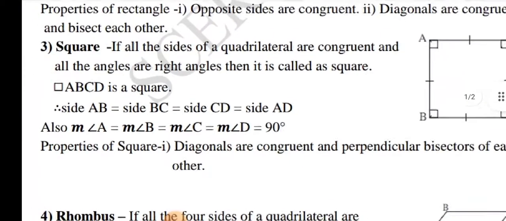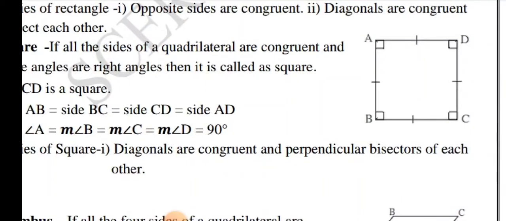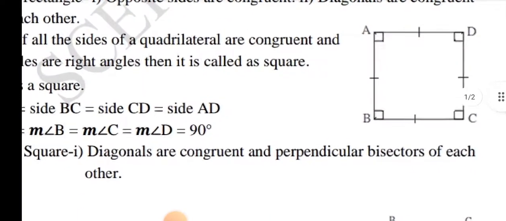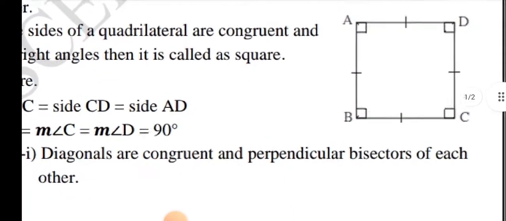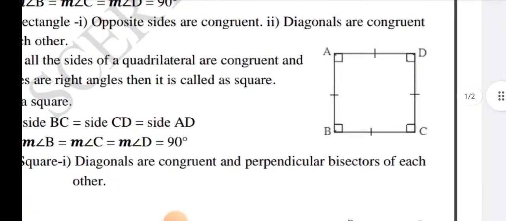Now, properties of square. First property, diagonals of a square are congruent and perpendicular bisectors of each other.